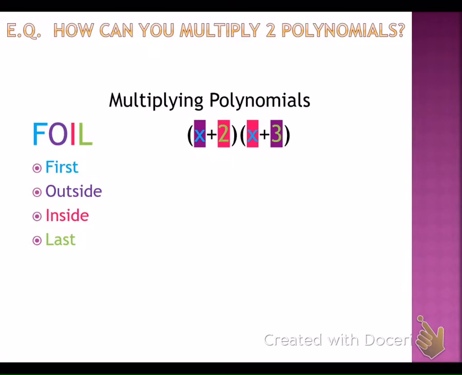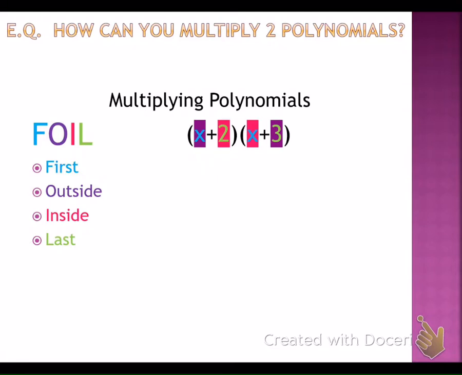All right. The I stands for inside. Some people say inner, but I say inside. What are the terms on the inside of the problem? 2 and X. Good. I highlighted those pink, the 2 and the X. So we'd multiply those together next. And then the L stands for the last terms. And this one tends to trip people up. But think about it. If I'm looking at this set of parentheses, what's the last term inside? 2. And if I look at this set, what's the last term? 3. So I'm multiplying 2 and 3. Okay? So first, outside, inside, and last.